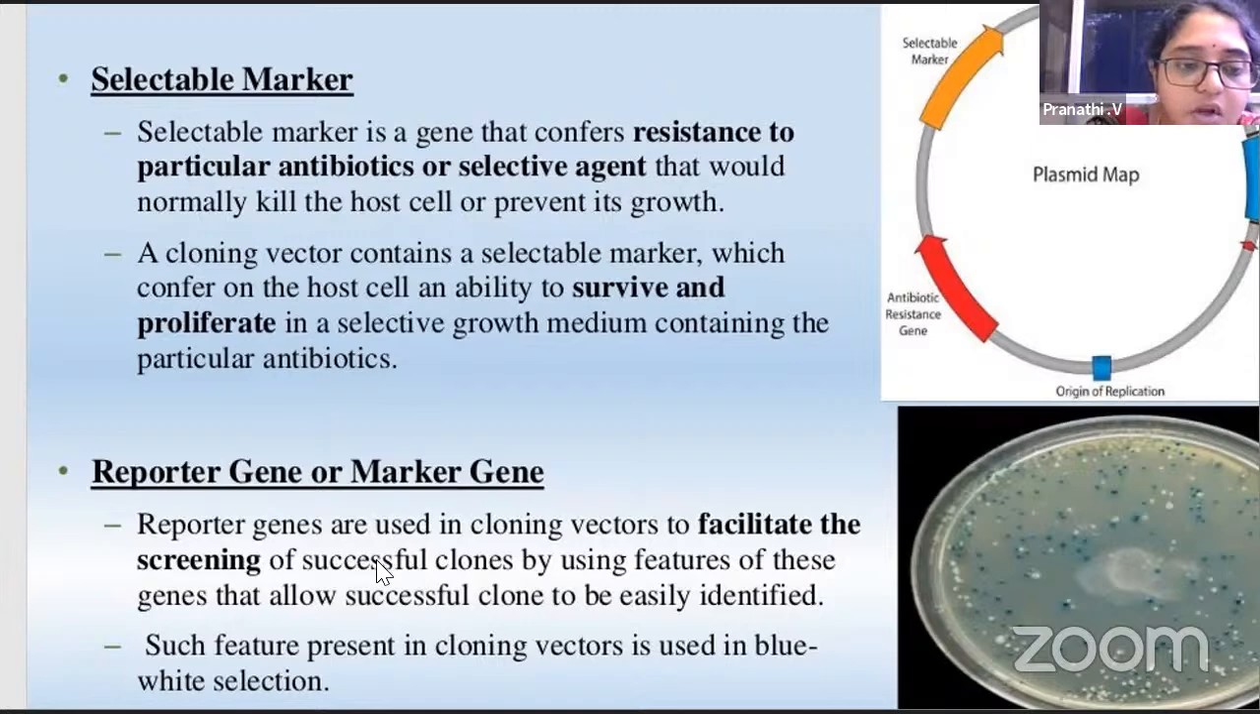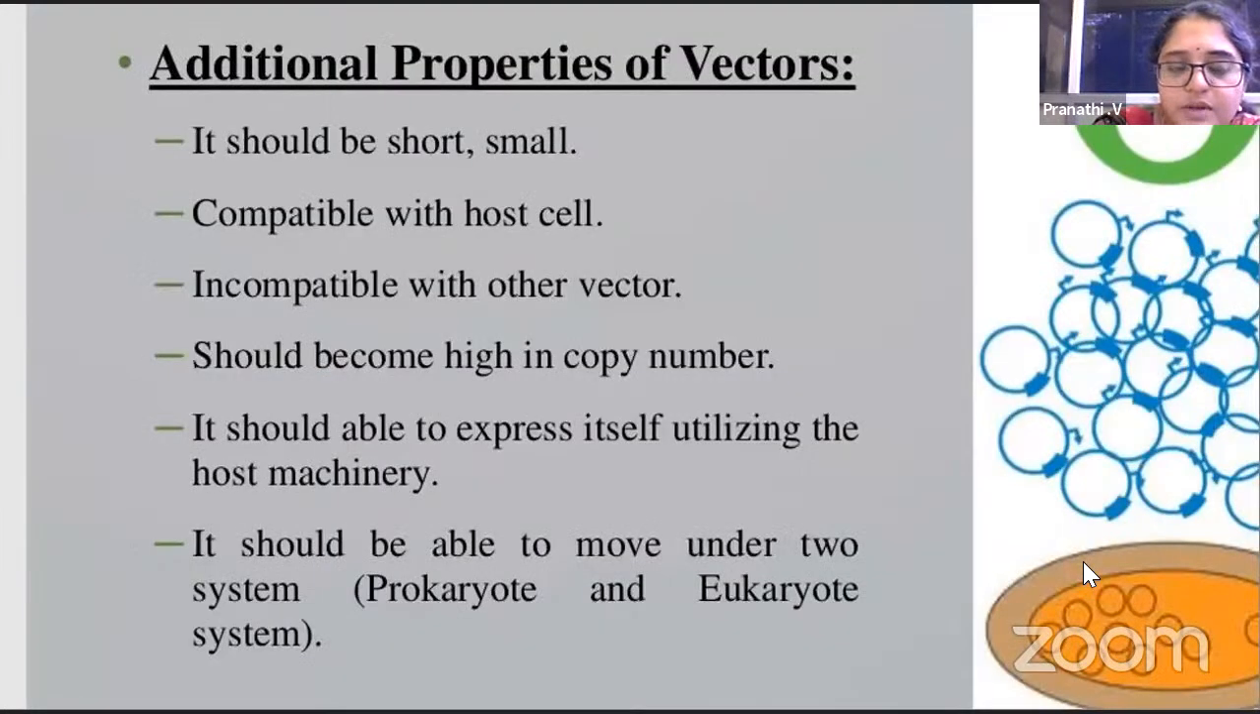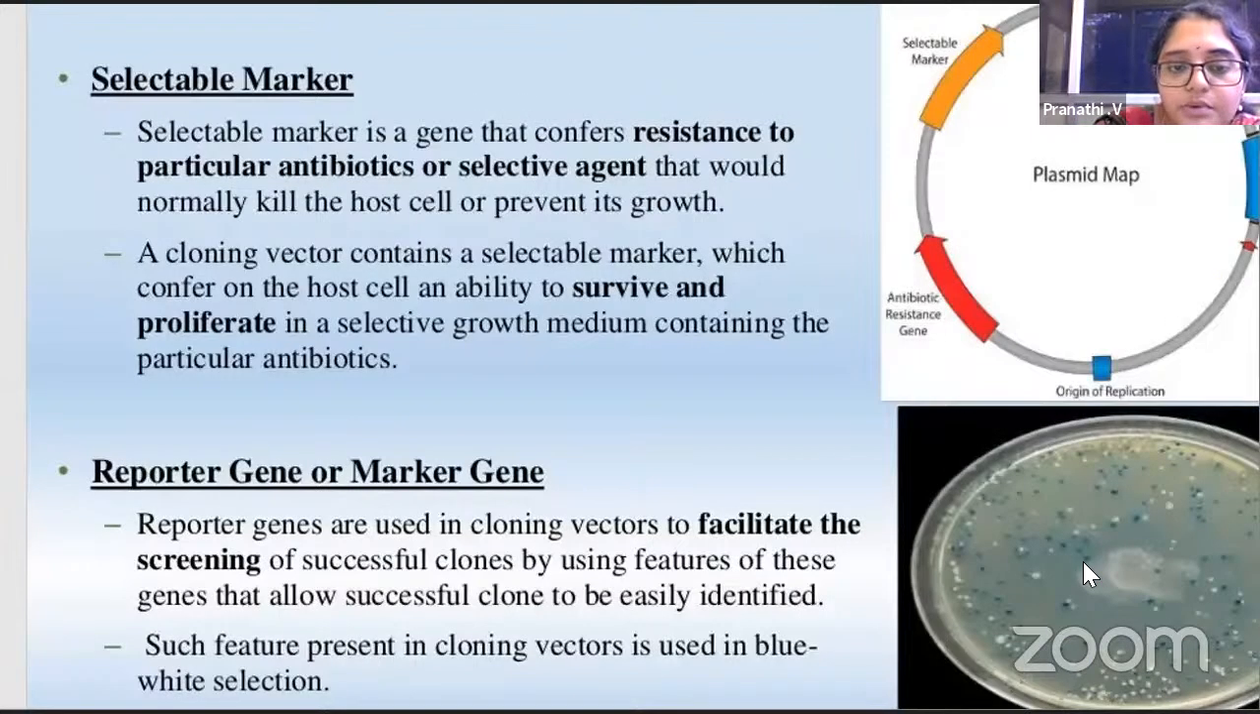Then we have something called the reporter gene or marker genes, which are used in cloning vectors so that you can see which ones are the successful clones. Different kinds of color and trypan blue staining methods will be able to show this. So you can put some reporter gene or marker gene.